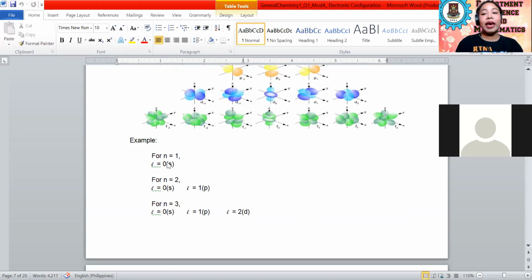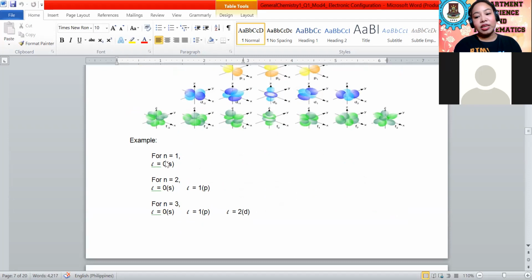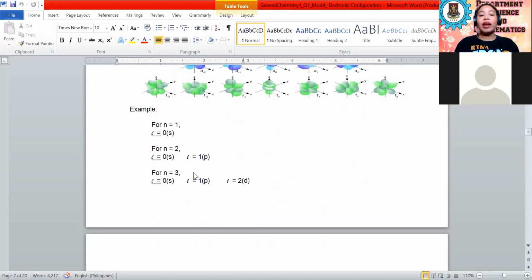So to determine the value of L, the value of L ranges from 0 to n minus 1. For n equal to 1, n minus 1 is 0. So the value of L is just one, that is L is equal to 0, and that is S.